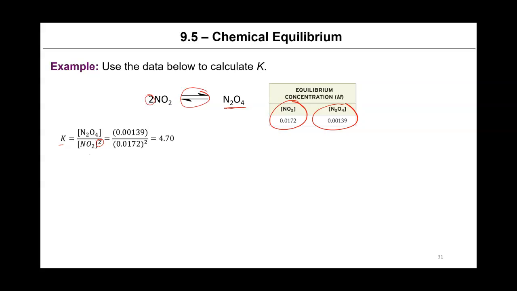Now I'm just going to put in the numbers represented by those formulas. We have 0.00139 moles per liter of N2O4 and 0.0172 moles per liter of NO2. When I put that into my calculator, I get a value of K of 4.7.